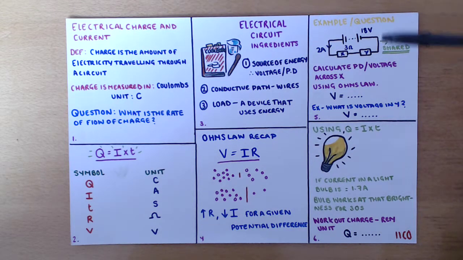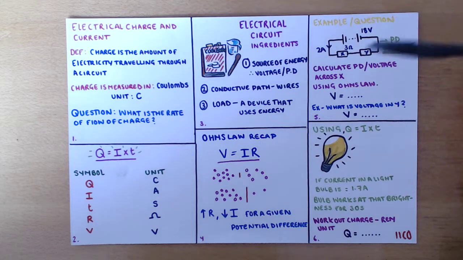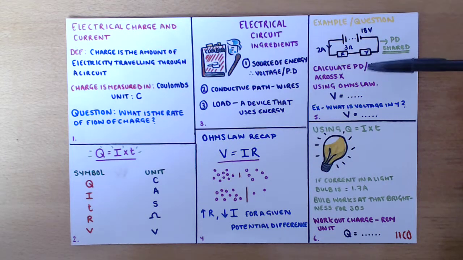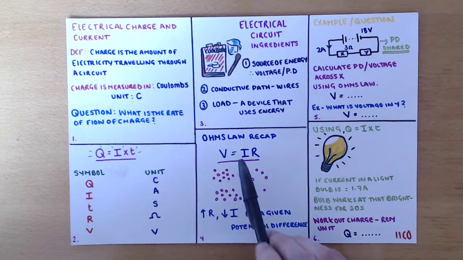Okay, so here's your circuit. It's in series. Remember, in a series circuit, potential difference is shared between X and Y, whereas in a parallel circuit, potential difference is the same, but current is shared. So current is the same in a series circuit. I want you to pause the video and try to calculate the potential difference, the voltage, across X using Ohm's law. Remember, this is Ohm's law.